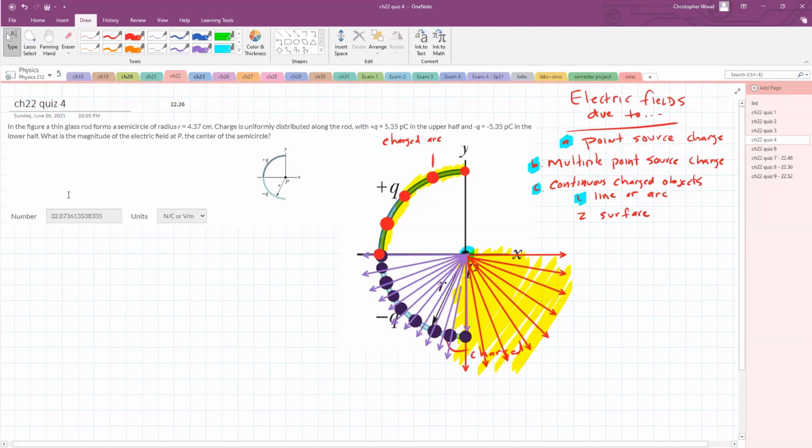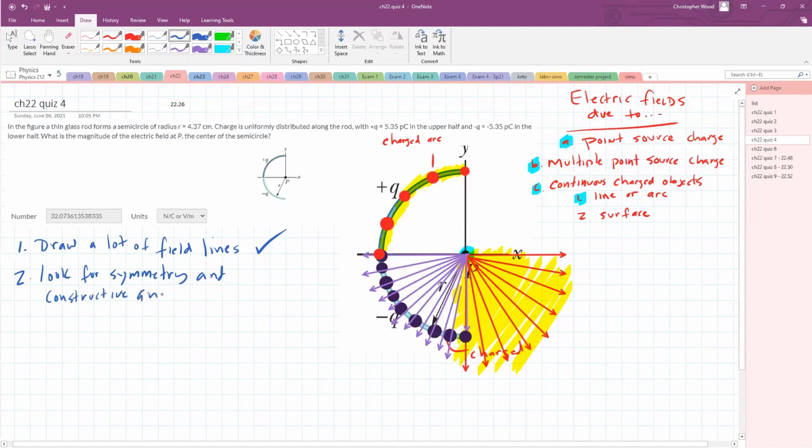So let's start. Number one, draw field lines. Draw a lot of field lines. I've done that. This is actually an important ingredient. Draw a bunch of field lines. Good. Done. Number two, look for symmetry. Look for symmetry and this term again, constructive and destructive interference. So this is us looking to make our life easier. And I do see something.